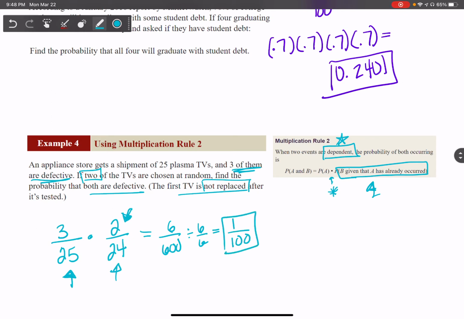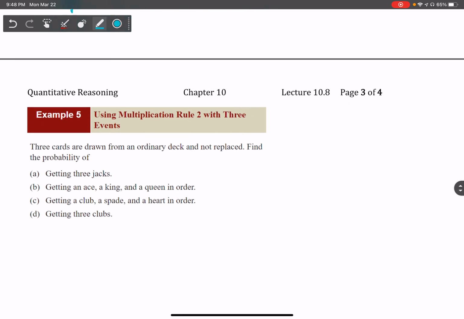Once again, as you can see, it's changing because we removed it. Given that A has already occurred, meaning it's not being replaced, you can't put that back in there. All right, next example. 3 cards are drawn from an ordinary deck and not replaced. Once again, we know that we're using rule number 2 because it's dependent. Find the probability of getting 3 jacks.